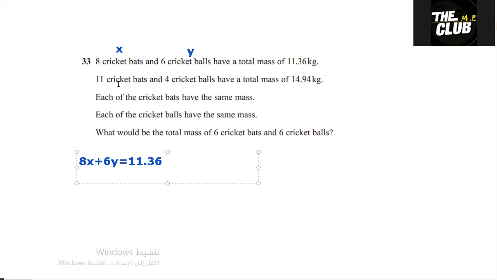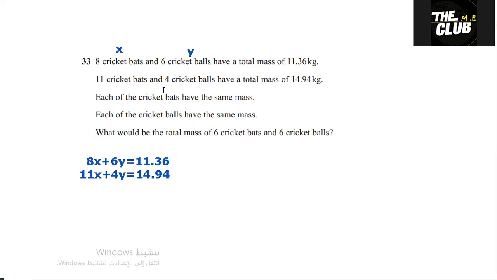Now, let's make another equation using the second information. So 11x here, and 4y, so plus 4y equals 14.94. So 14.94. Now, I have two simultaneous equations, or a pair of simultaneous equations. Now, I'm going to solve them to find the value of x and then find the value of y.